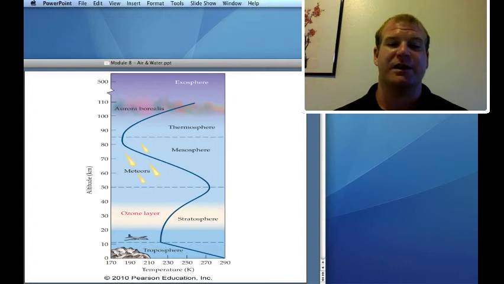Ozone layer is found in the stratosphere. Ozone in the stratosphere is good. Ozone in the troposphere is bad. That's pollution. Ozone is pollution in the troposphere, but it's beneficial up in the stratosphere. Meteors can penetrate into the mesosphere, but some of them go even further down, depending on the size. They usually don't penetrate that far though. And northern lights, also known as aurora borealis, can be found in the thermosphere.